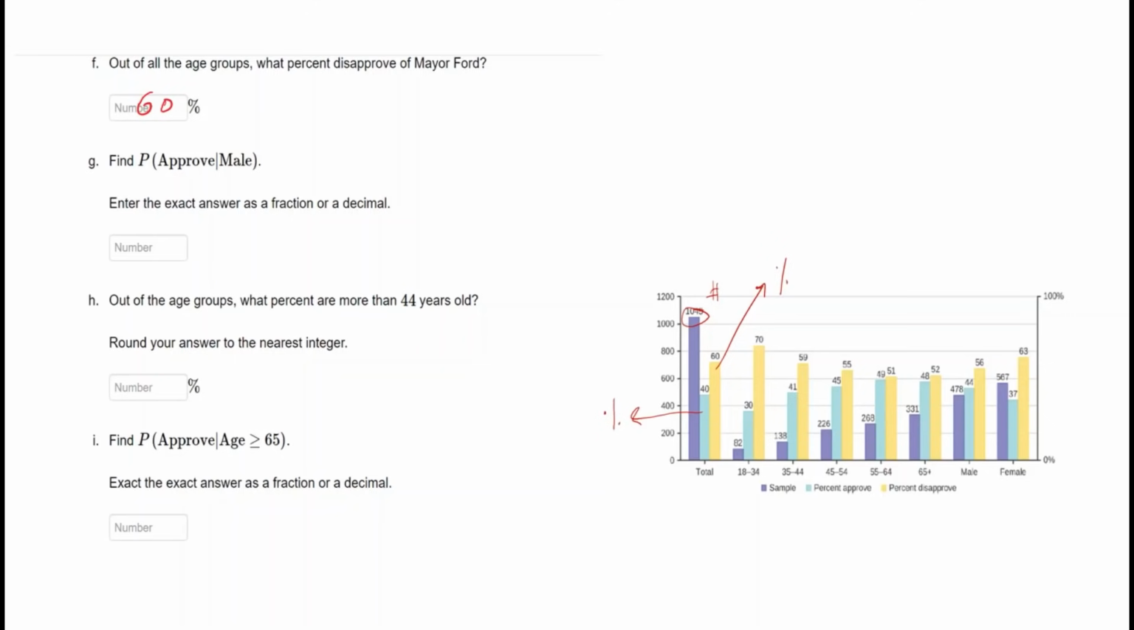In part G, you have to find the probability that the elections are approved given that the response is coming from males. Now, since the graph already is representing the set of bars from males, we know that there are 56% of males who did not approve the elections. So the exact answer, which we have to write as a fraction or a decimal, should be 0.56. Sorry, we have to look at the approval. So this should be 0.44.